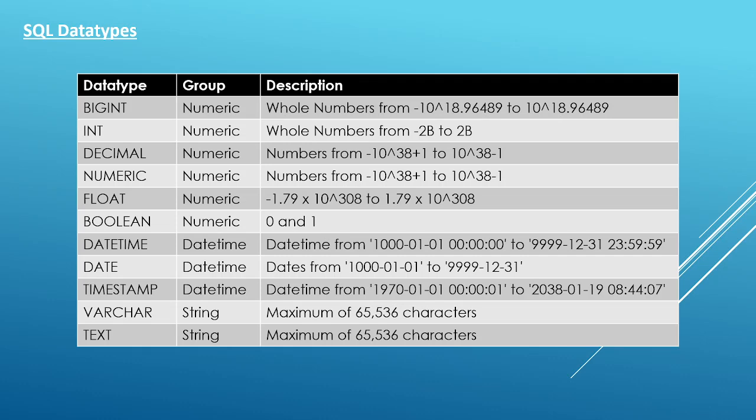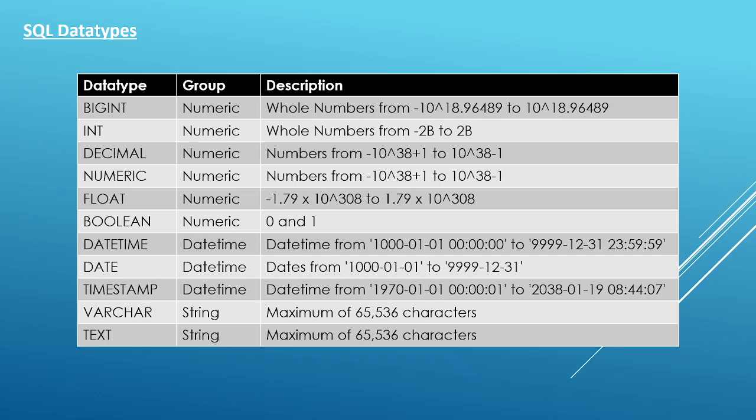Then comes Boolean. Boolean is nothing but a binary true or false. In some databases, the value is taken as true or false, yes or no. In SQLite, it is taken as 0 and 1, where 0 stands for false or no, and 1 stands for true or yes.